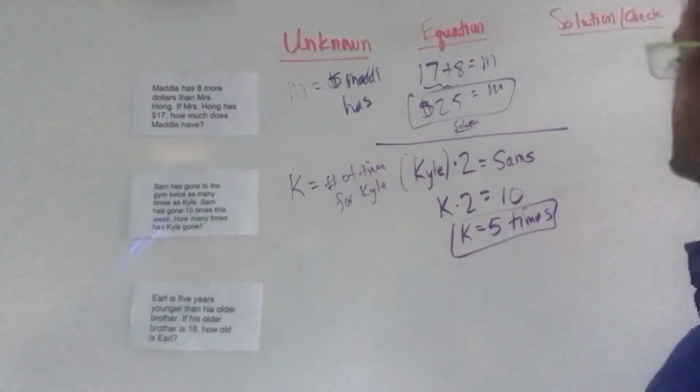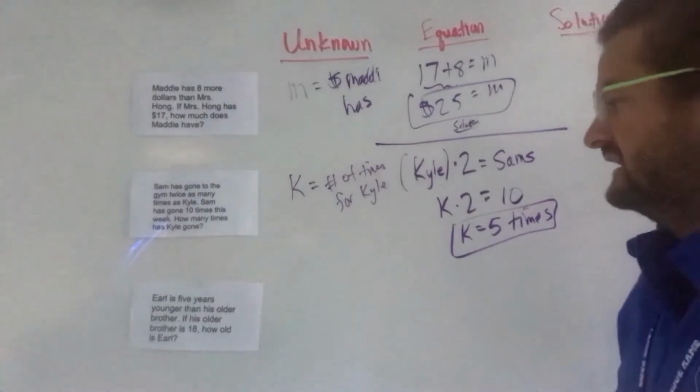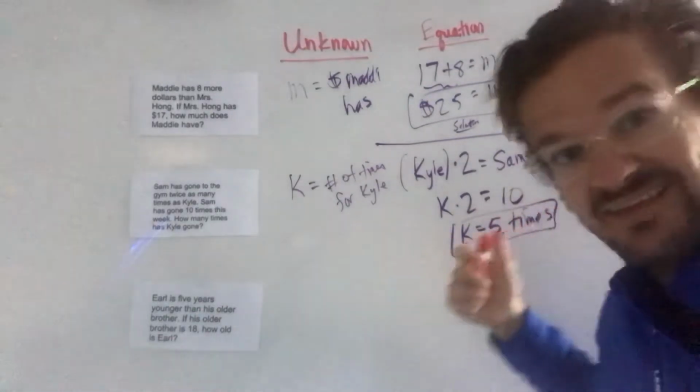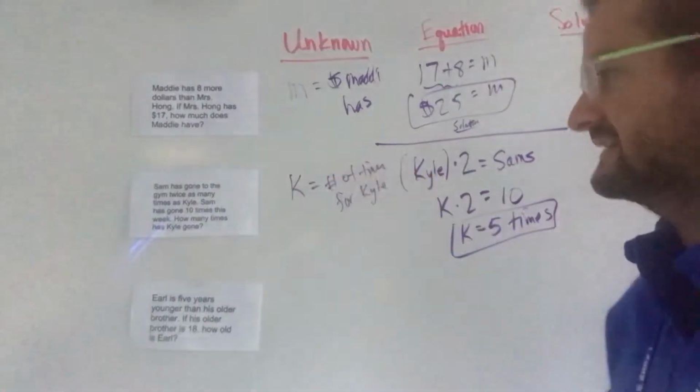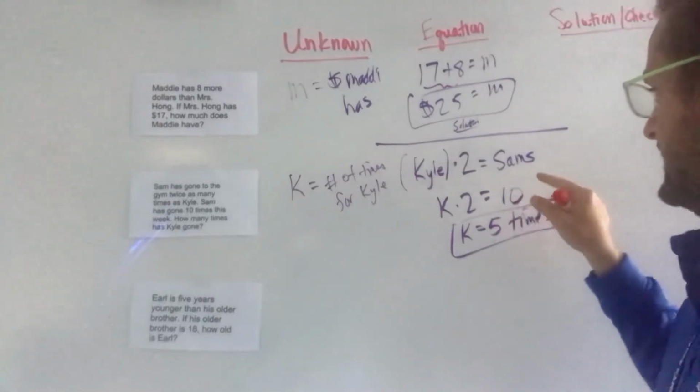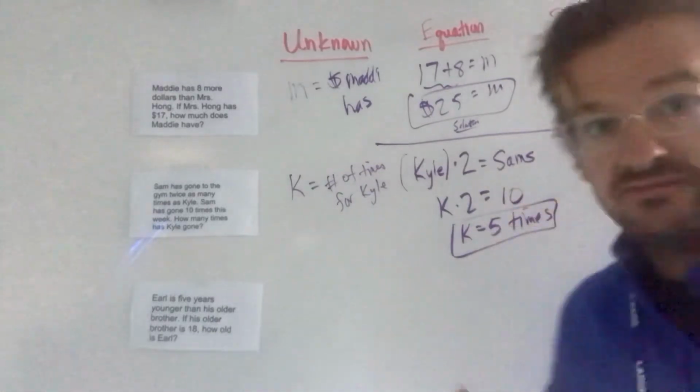The last thing I do is think about this solution check. If I substituted 5 back in, would it make it true? 5 times 2 is 10. It does work. And then I also think about, in terms of the scenario, Sam's gone twice as many. So if Sam went 10 times, Kyle went 5, that makes sense.